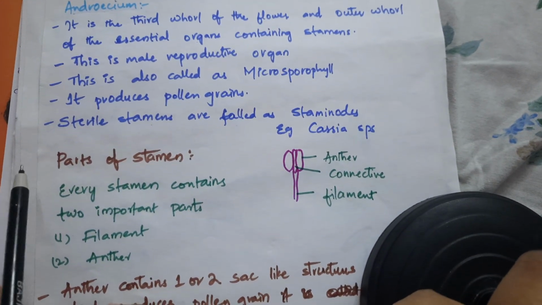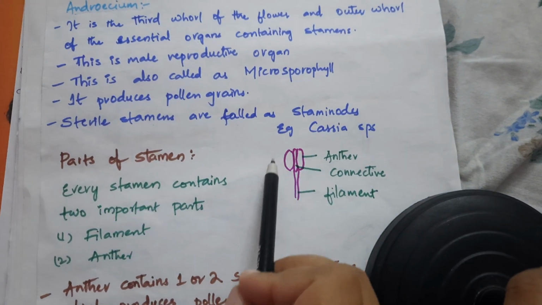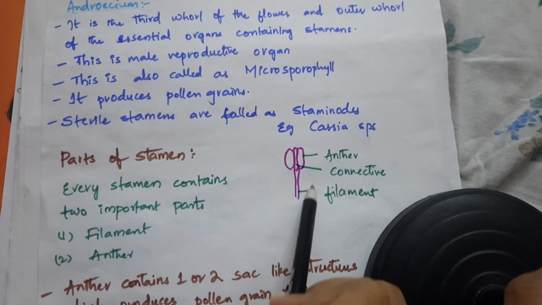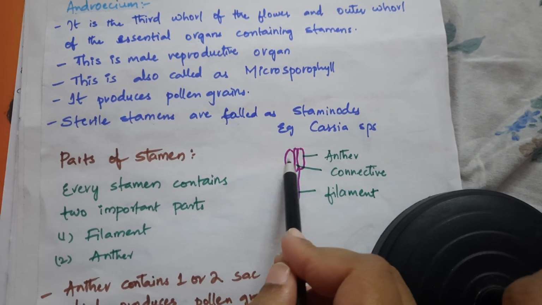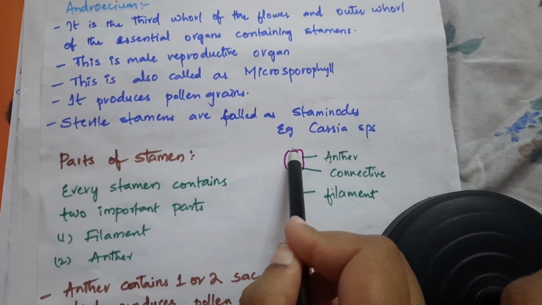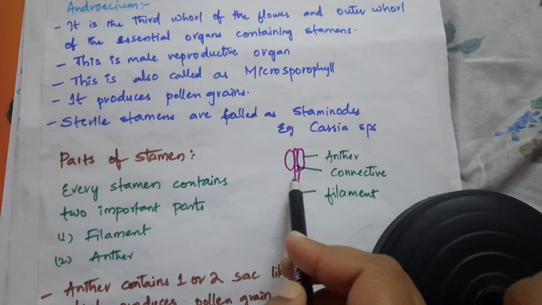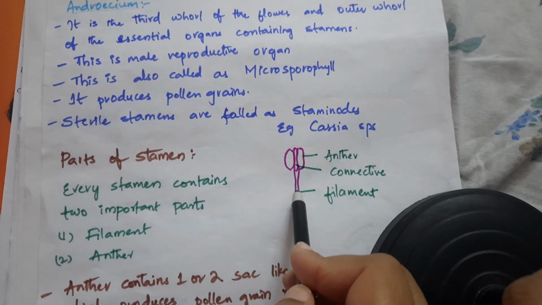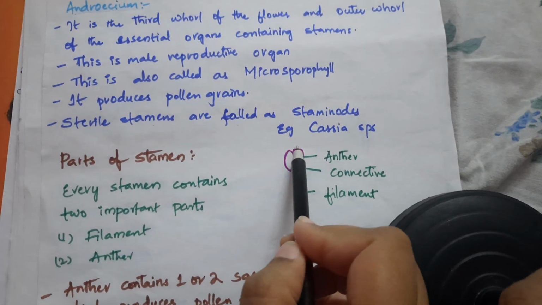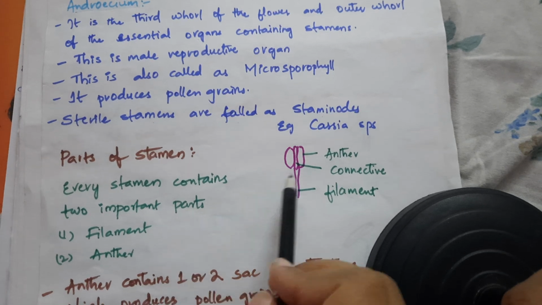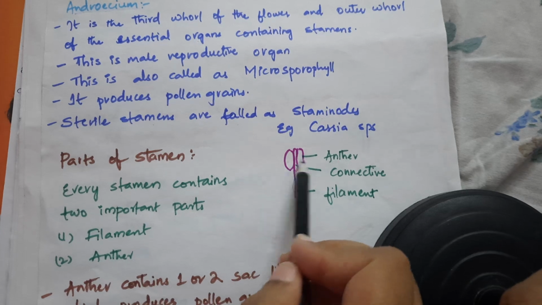Now let us discuss this in detail. What are the parts of a stamen? See here, this is the stamen. If we take a single stamen and observe, this uppermost part is known as the anther. See here, this is the anther, and the part in between, by which these two anthers are connected, is known as the connective, and this stalk-like structure is known as the filament. So each stamen contains two important parts: the stalk-like structure, that is the filament, and these two structures, known as the anthers.